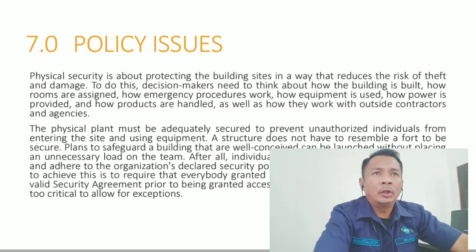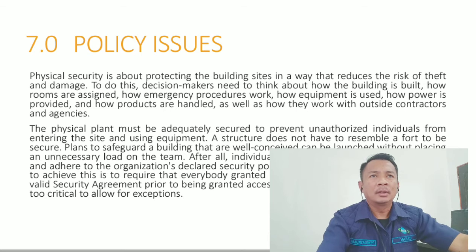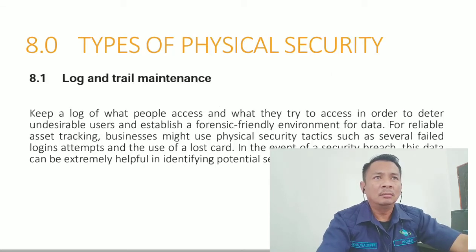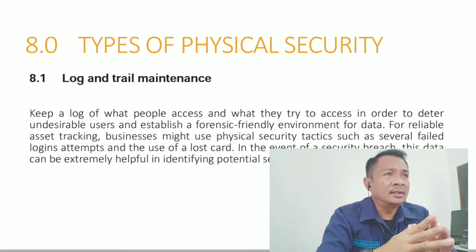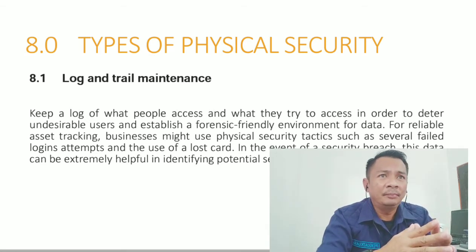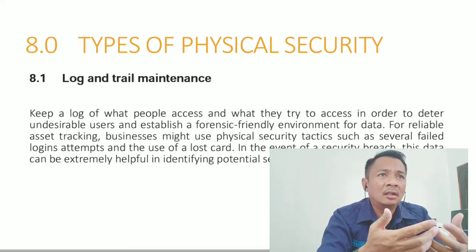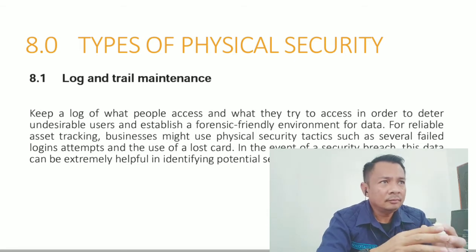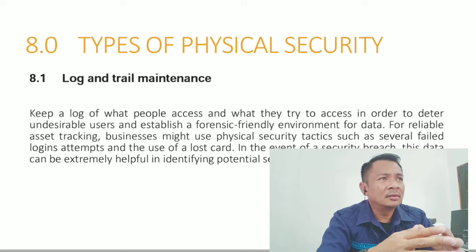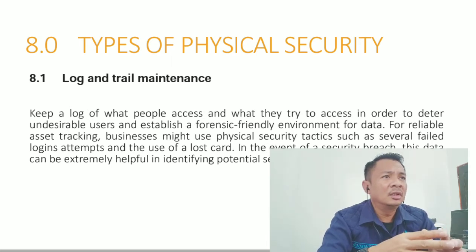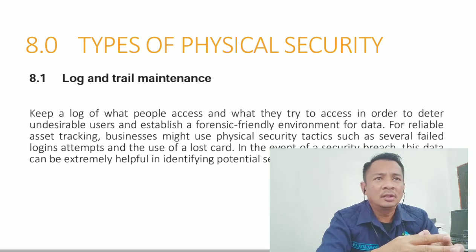Okay, 8.0 Types of physical security. 8.1 Log and trail maintenance. Keep a log of what people access and what they try to access in order to deter undesirable use and establish forensic evidence for data. For reliable asset tracking, businesses use physical security tools such as server fault logging, fan logging, attendance, and the use of a lost card. In the event of a security breach, this data can be extremely helpful in identifying potential security flaws.